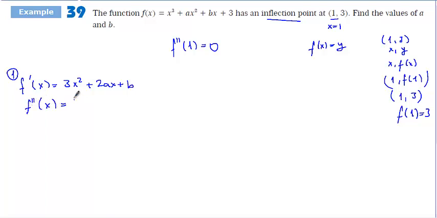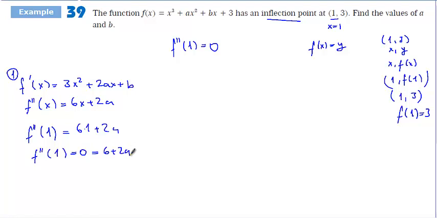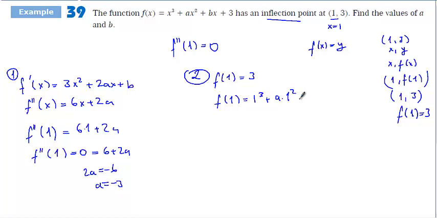f''(x) is equal to 6x plus 2a. And if f''(x) is equal to 6x plus 2a, f''(1) is going to be equal to 6 times 1 plus 2a. f''(1) is equal to 0, so this means that 6 plus 2a is equal to 0, and 2a is equal to minus 6, a is equal to minus 3. This is the a value, and with respect to the given information we can easily find the b value, because I know that f(1) is equal to 3. So f(1) is equal to 1 cubed plus a times 1 squared plus b.